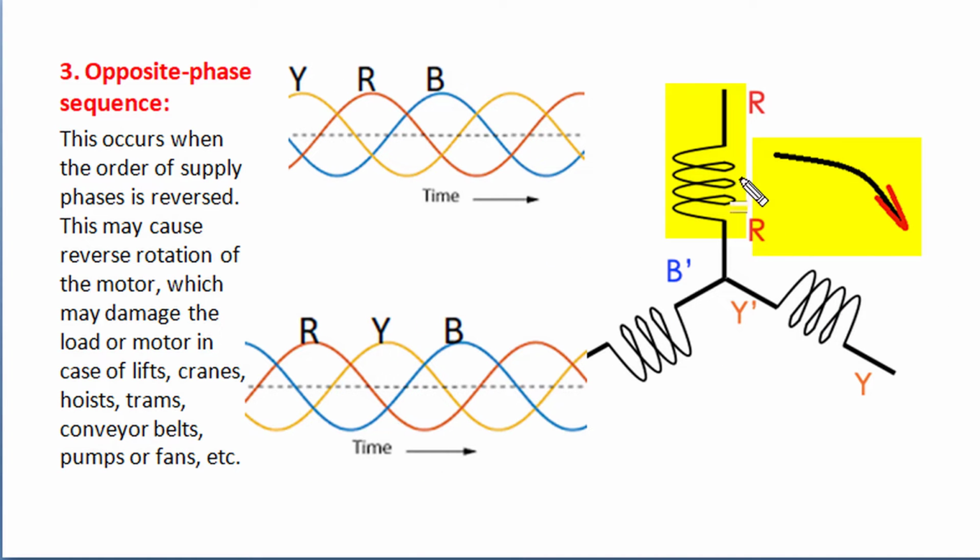So by change of phase sequence, we can change the direction of rotation of the rotating magnetic field and then the direction of rotation of the motor rotor. And in certain applications like lift, crane, hoist, trams, if the direction of rotation reverses all of a sudden, it will damage the load and motor. And this problem is also there in pumps, fans, conveyor belts. So we need appropriate protection against opposite phase sequence conditions so that the motor should not rotate in the opposite direction all of a sudden.